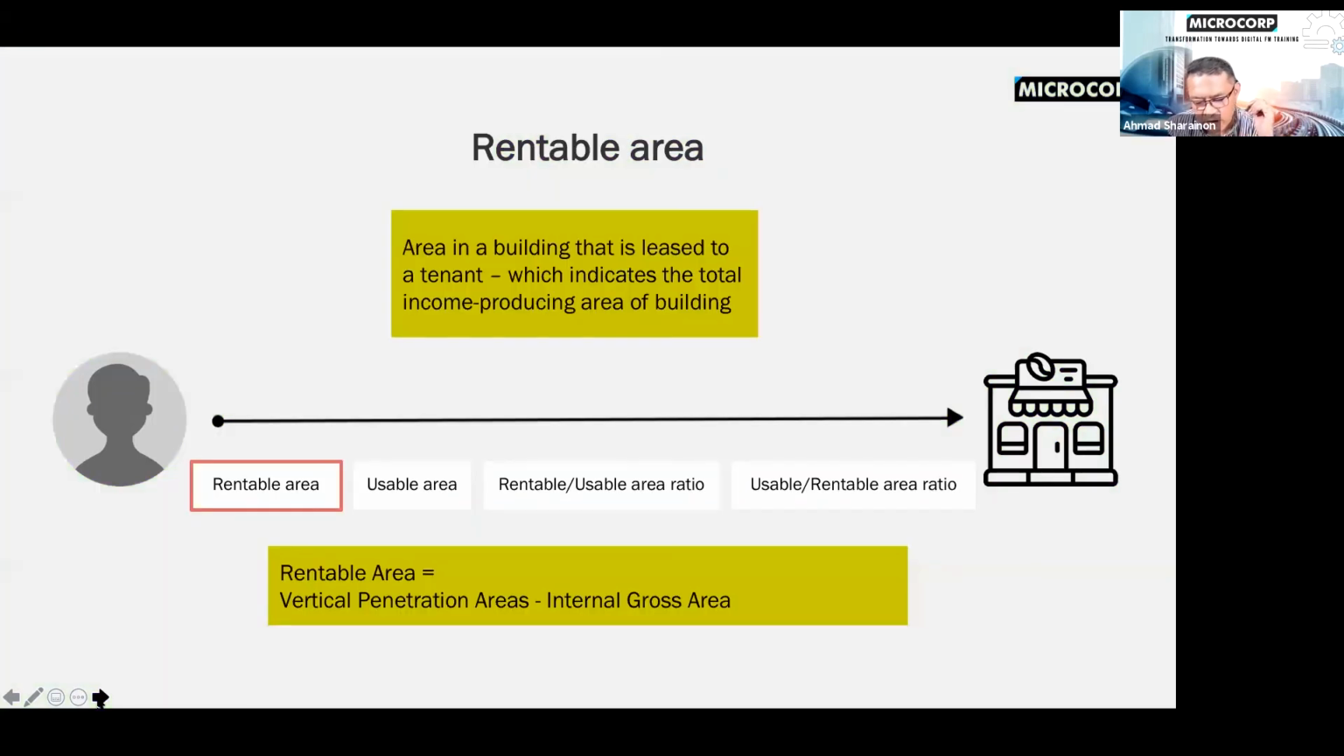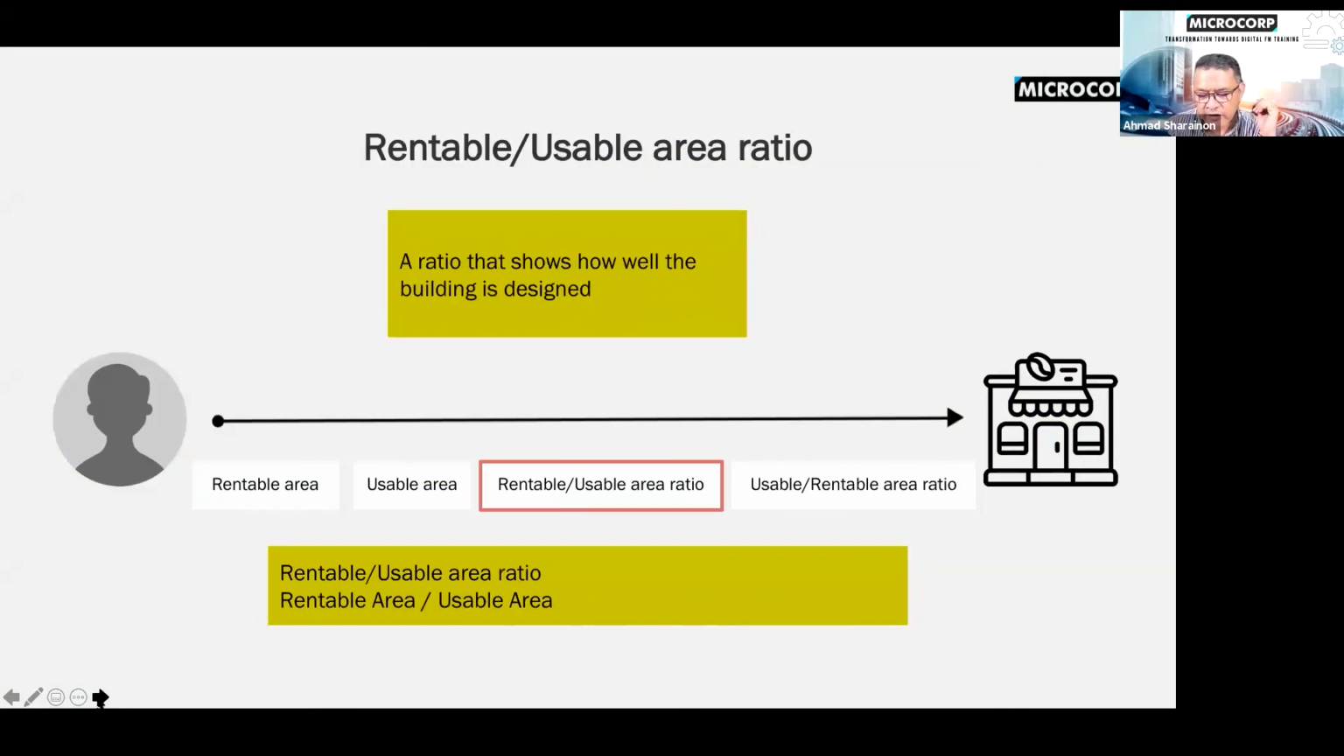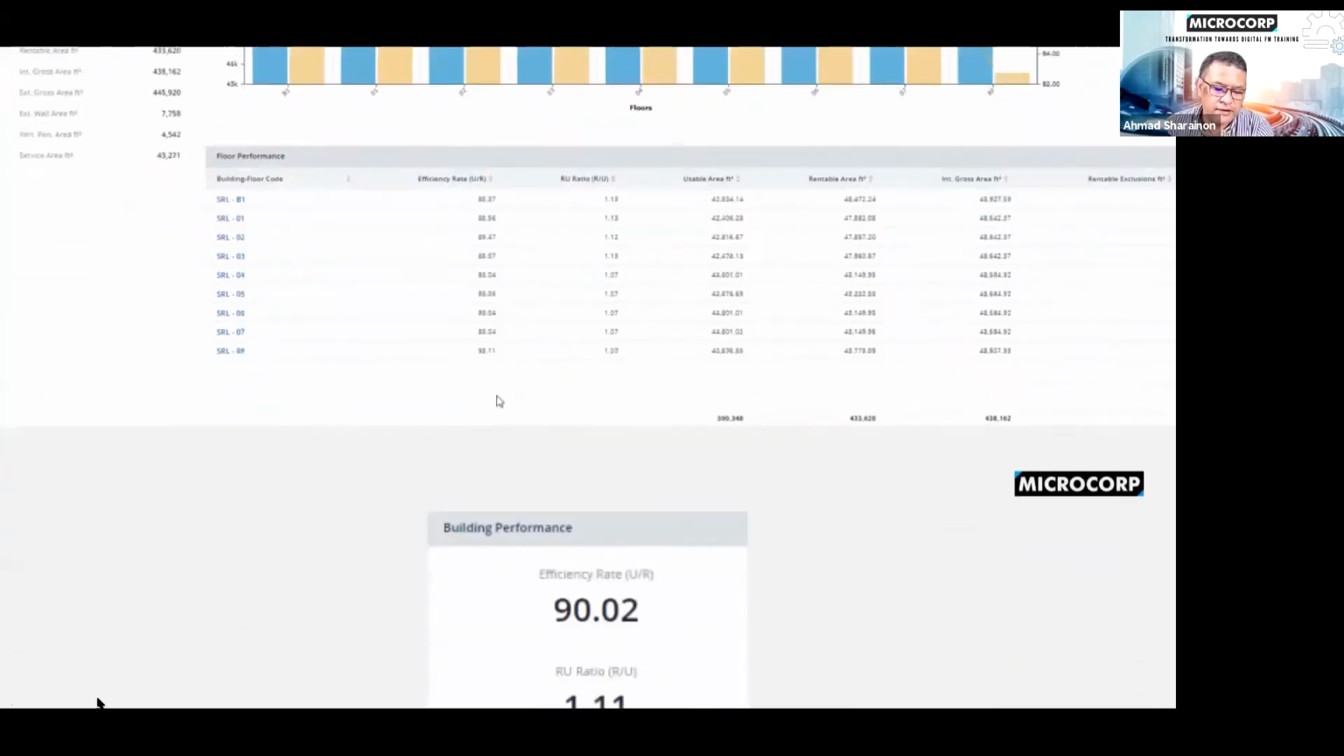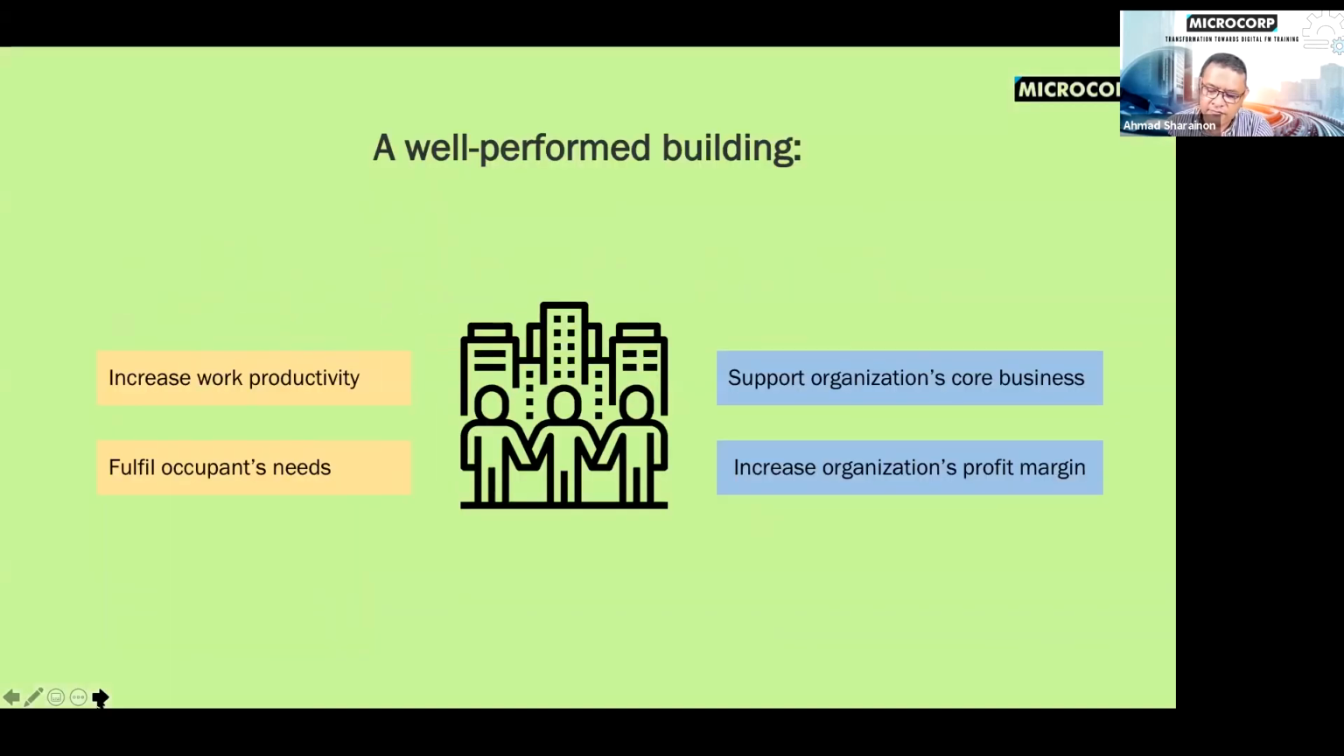And I shared about how to calculate rentable area and usable area. This is the way we show the data about the space, and how we can come up with the efficiency rates of the buildings. Okay, any questions? And the result of a well-performed building is increased work productivity, fulfilled occupant needs, support for the organization's core business, and also increased organization profits. Anything else that you would like me to talk about regarding space, or are we okay?